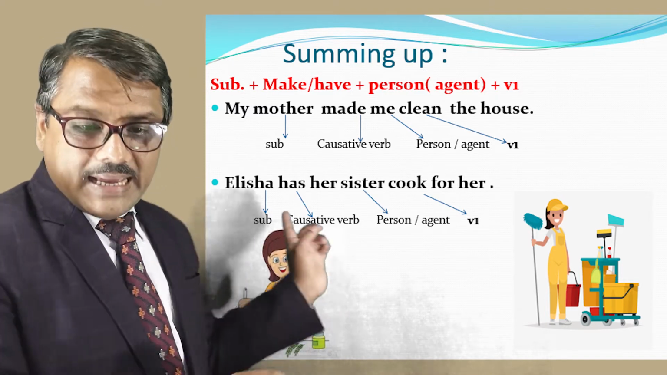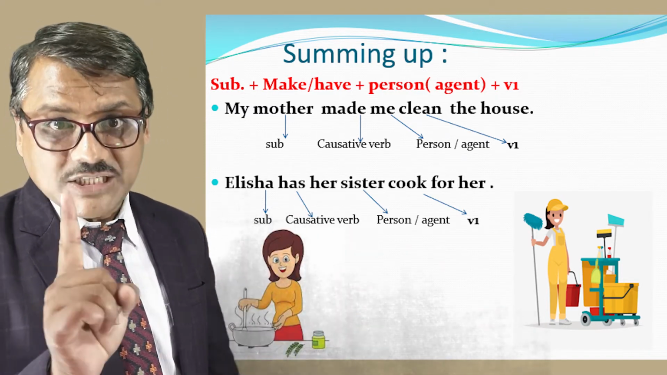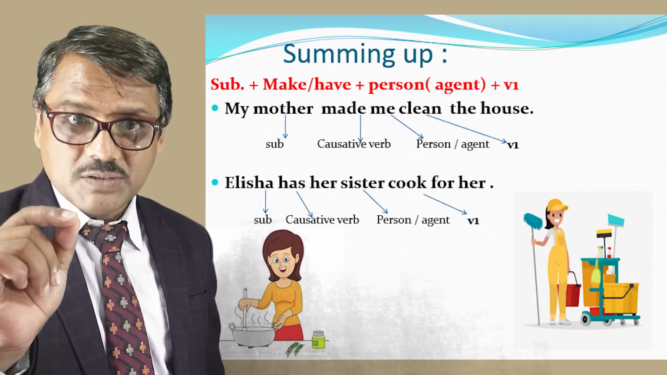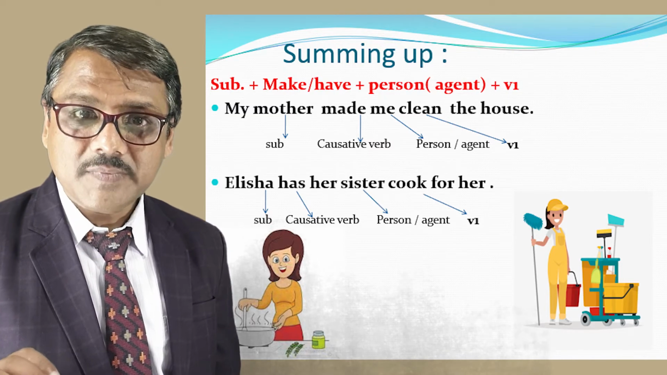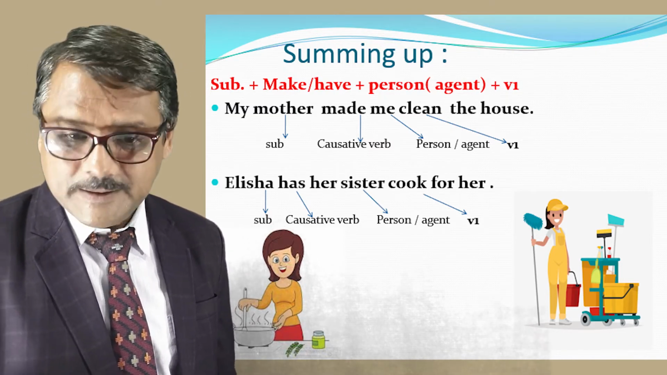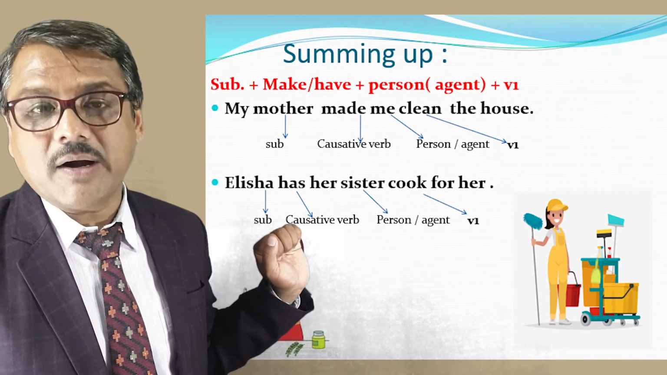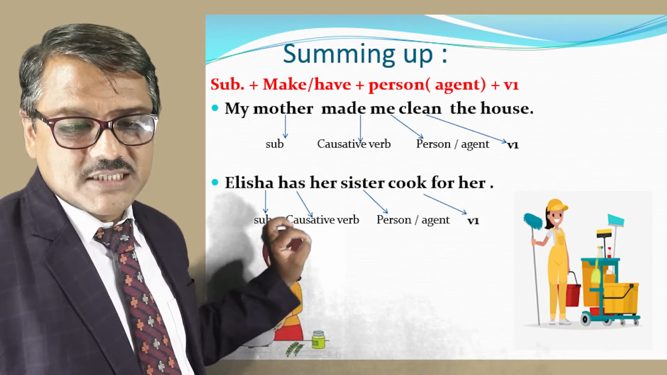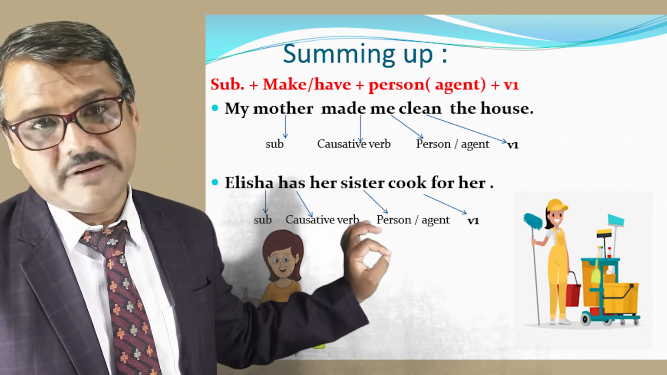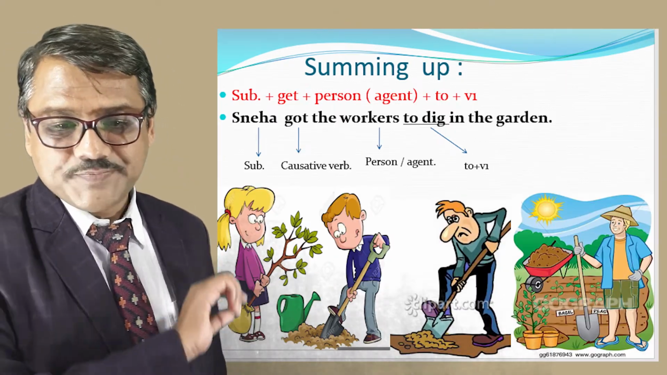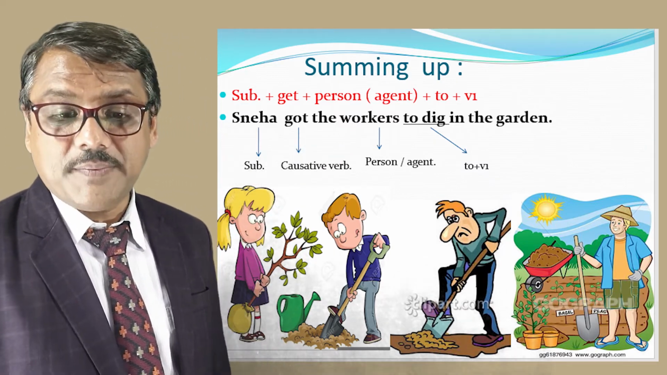And the meaning is make somebody force to do something. Okay, and Elisa has her sister cook for her. Just before that I remind you that has shows an authority, isn't that, or responsibility. So Elisa has her sister cook for her. In this sentence, Elisa is subject, has is the causative verb, her sister is agent, and similar to that, this structure shows the structure of get.